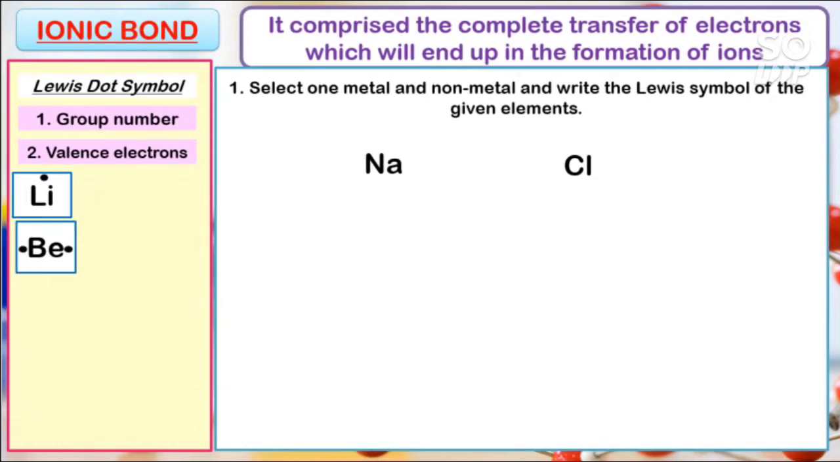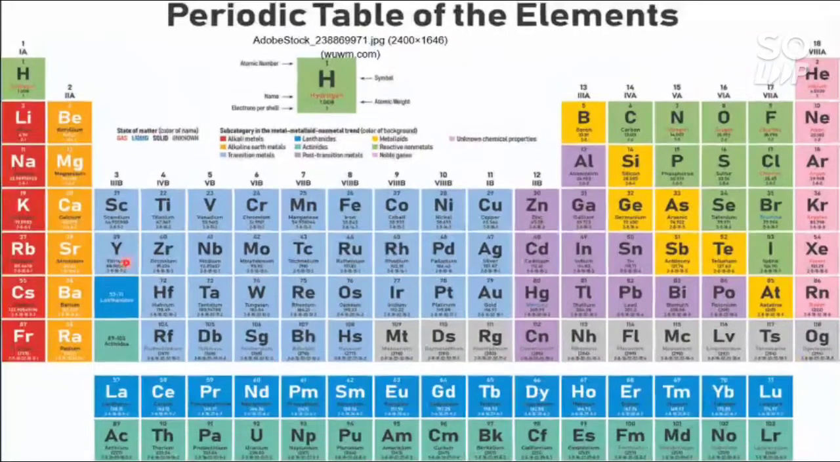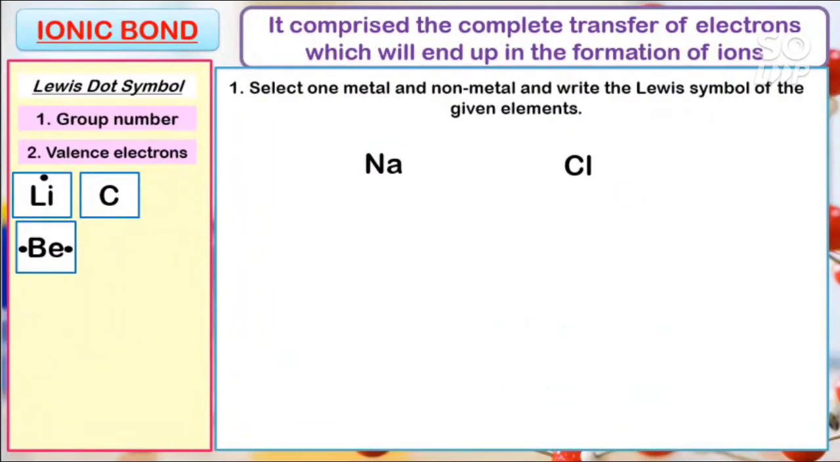Next example is carbon. So for us to know, let's see the periodic table again. Carbon is positioned in group number 4. So group 4 means 4 valence electrons, which means 4 dots. So 1, 2, 3, 4.